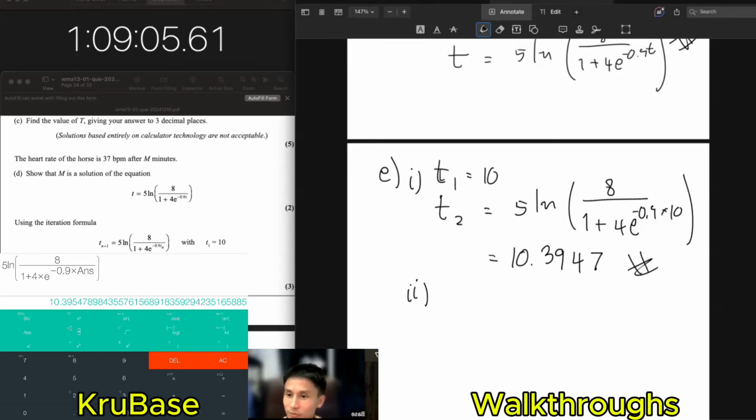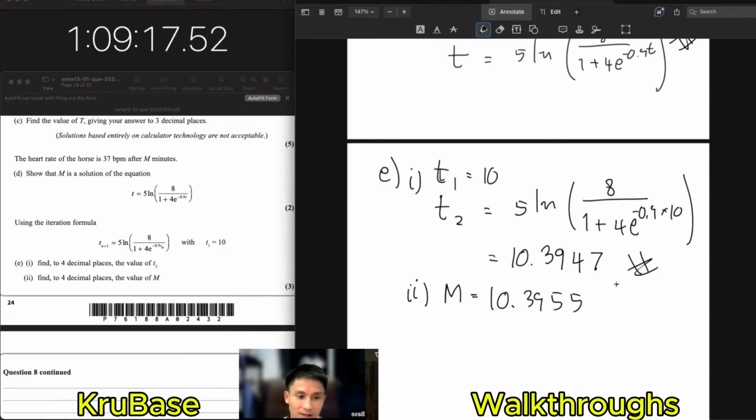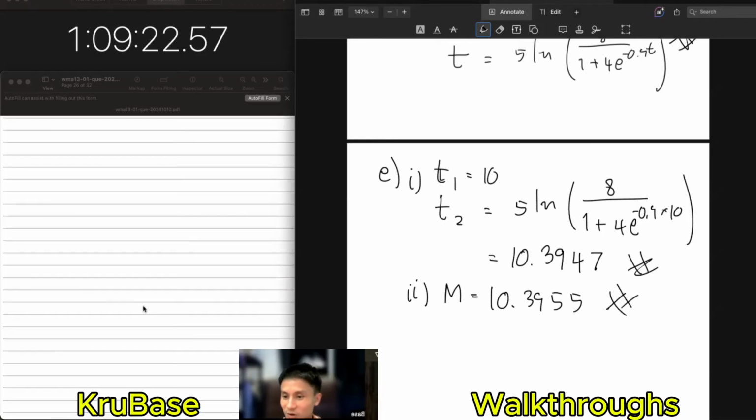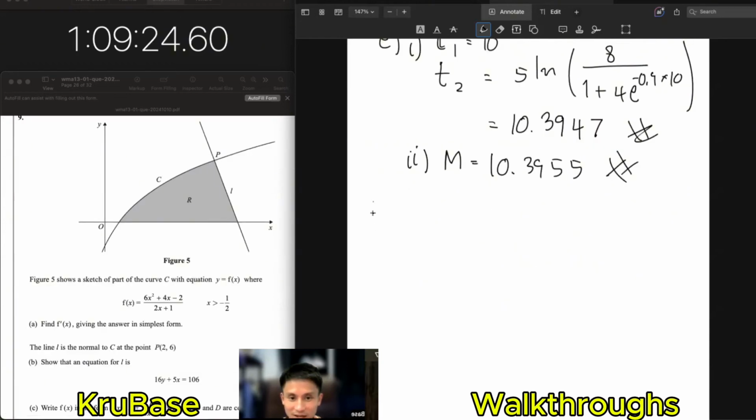All right. So after 4 decimal places, m is going to be equal to 10.3955. So that's just a little bit away from 47. All right, okay, so that's done. Let's get away with that and do question 9, the last one.